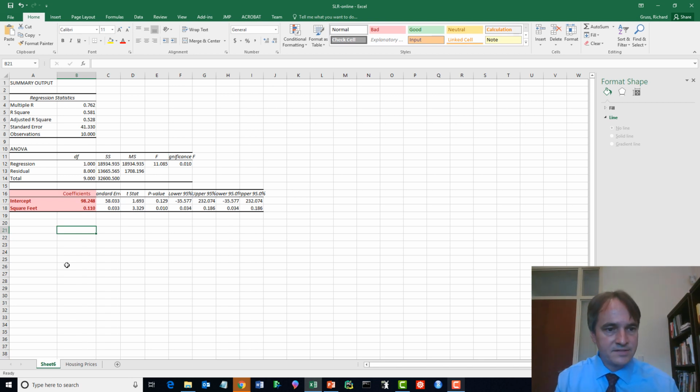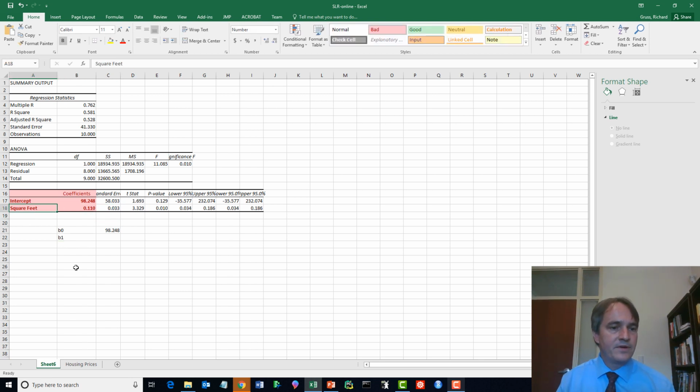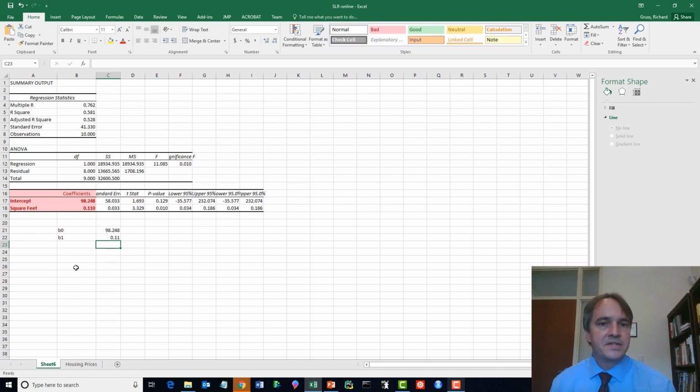So what this is telling us is that our intercept, or our beta naught, is 98.248, and our slope, so this is the coefficient on the square feet variable, so this is x, so this is the slope, so that's beta 1, is 0.110. Okay, so this is it. I mean, this is our predictive model. This is all we need.